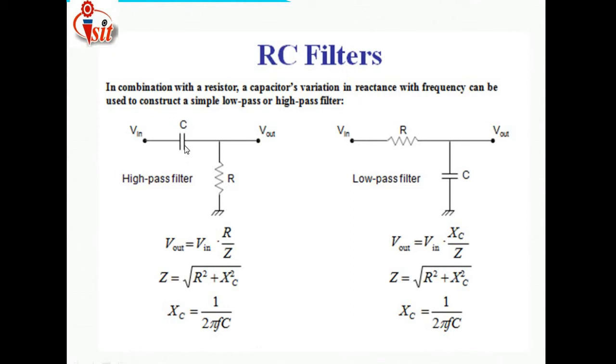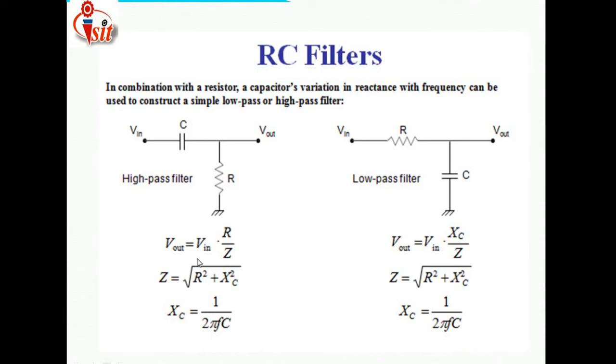That means when we connect the capacitor in series and the resistor in parallel, that type of circuit is called a high pass filter. And whenever we connect the resistor in series and the capacitor in parallel, that type of filter is called a low pass filter.